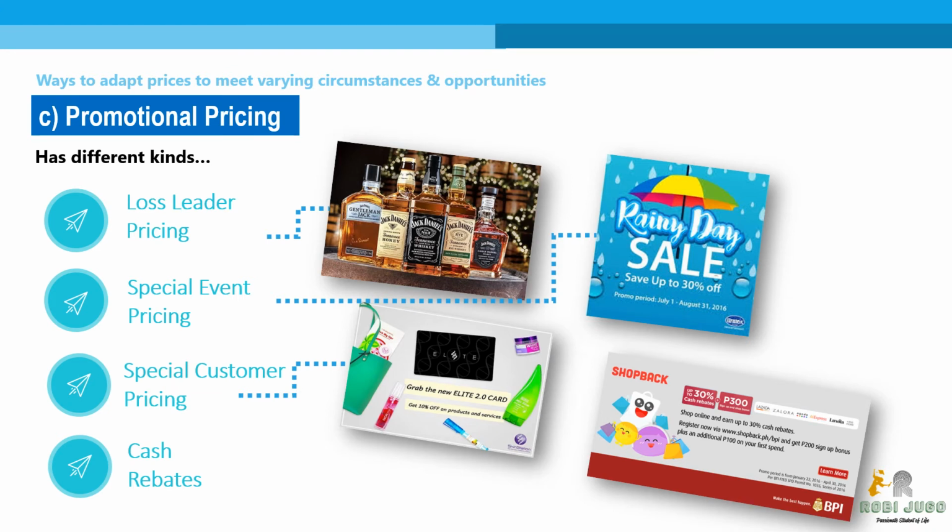An example is elite members of Skin Station, which as mentioned in the previous slides, receives 10% discount in Skin Station cosmetic products and services. Promos also come in cash rebates, which can be redeemed via applications like ShopBack. BPI previously partnered with ShopBack, where consumers can get up to 30% cash rebates if they shop using BPI credit card.